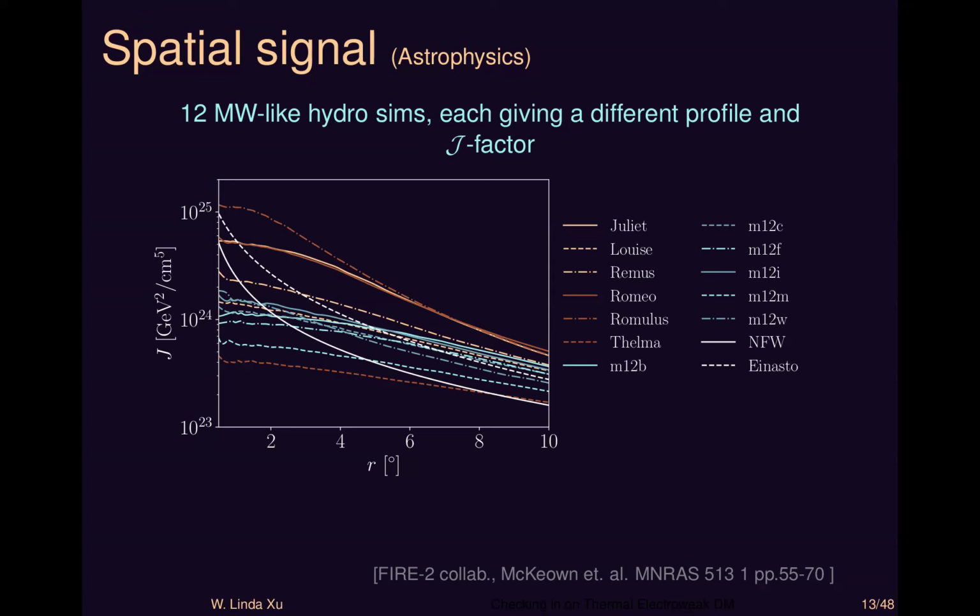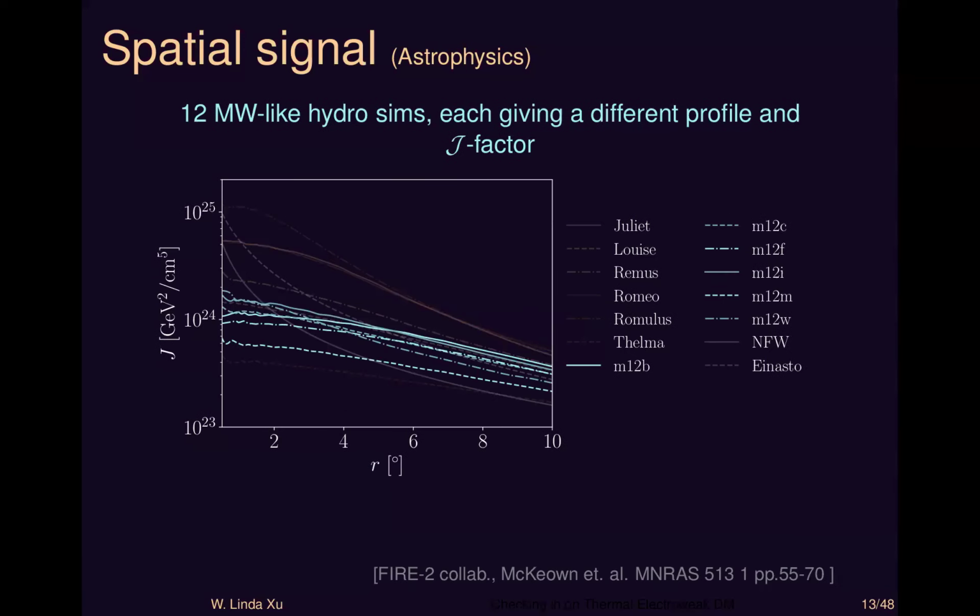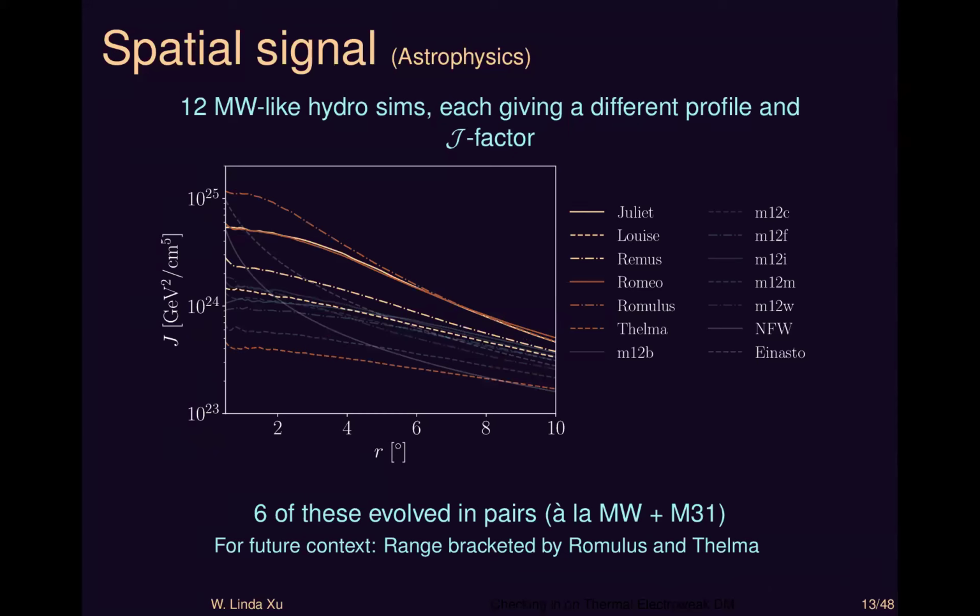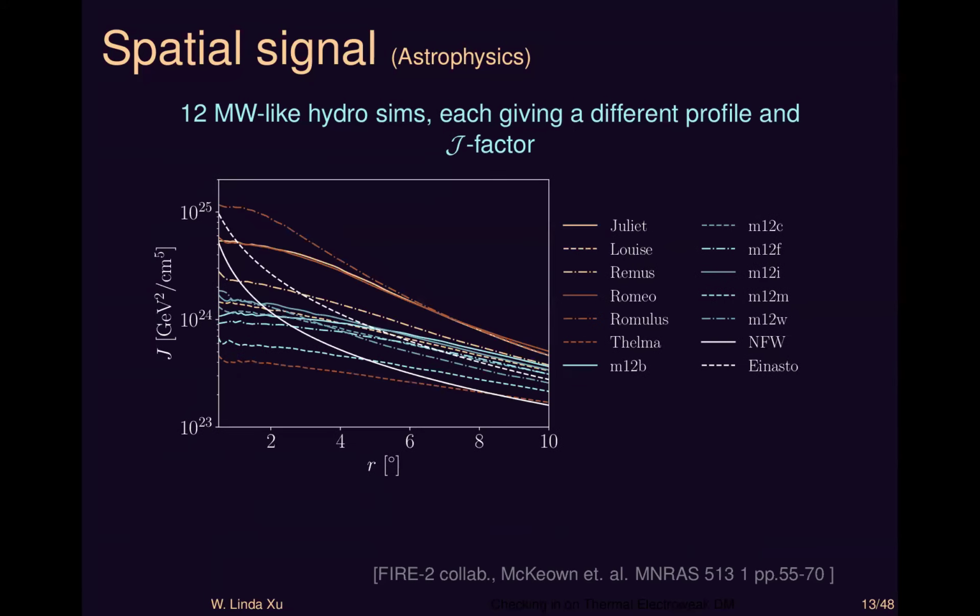Yes, I was thinking that. So this FIRE collaboration gives us a suite of 12 Milky Way-like hydro simulations, each of which gives us a different dark matter profile and corresponding J factor. The J factor is like the integral along the line of sight of the density squared. So it's a direct measure of how much annihilation signal you expect to see. Let's see. There's a lot to say about these things. I should maybe highlight that 6 of these, the ones highlighted here, were evolved in pairs to emulate the dynamics of Milky Way and Andromeda. They have that additional layer of realism and corresponding experiments associated with it, like Juliet with Romeo. But each of these, so this gives us 12 possibilities for what our Milky Way could look like.